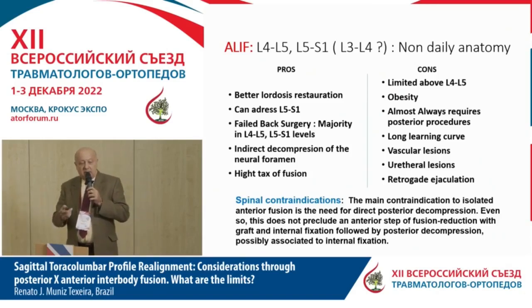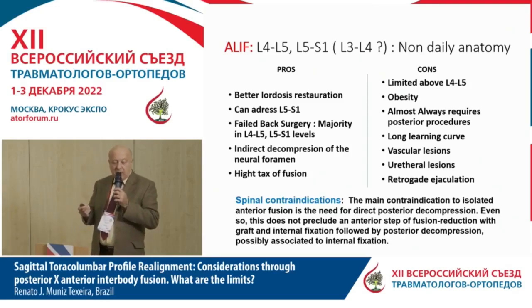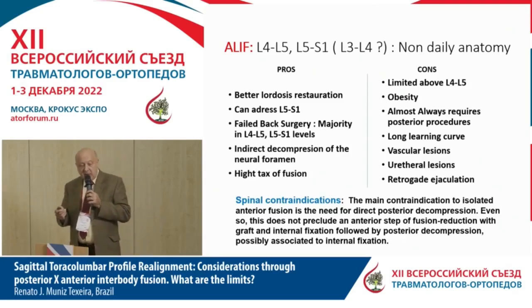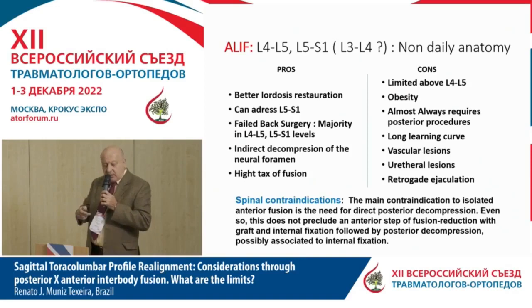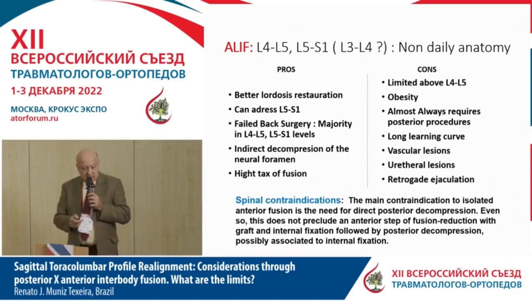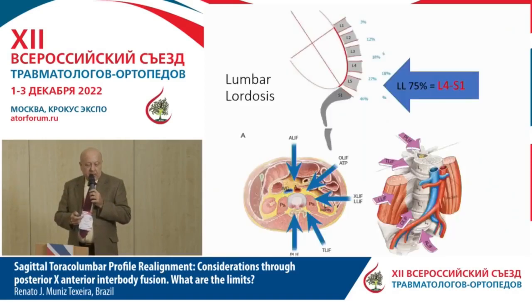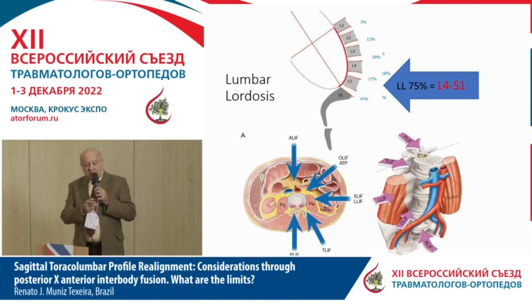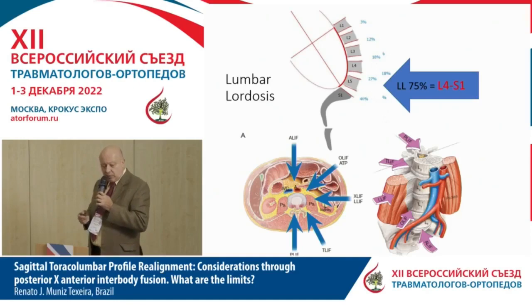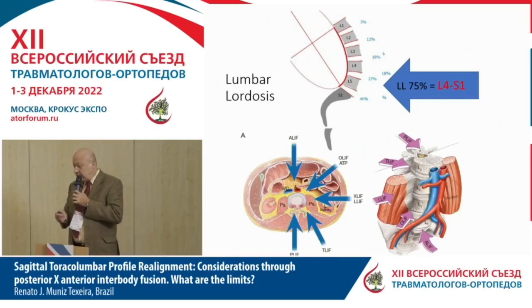The cons are the limit above L4, L5, obesity, almost all required posterior procedures, a long learning curve, vascular lesion, ureteral lesion, and retrograde ejaculation, but these are not of so high incidence. So, talking about ALIF, we address L4, L5, S1. We're concerned that 75% of lumbar lordosis is between these.